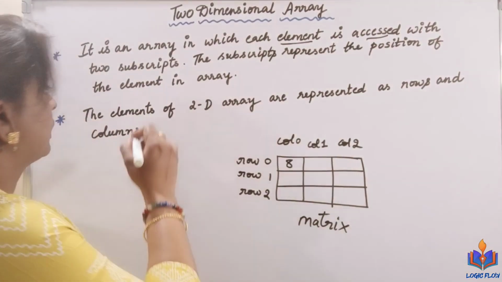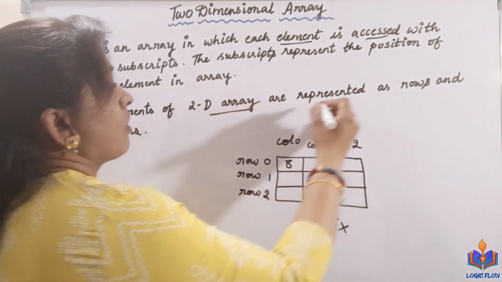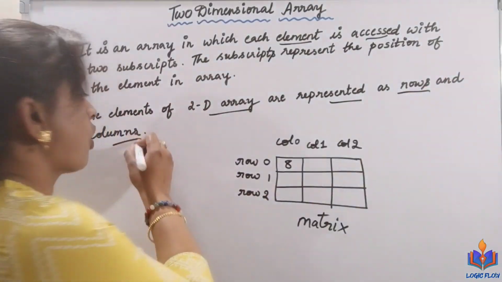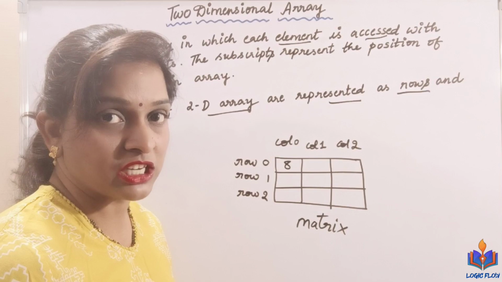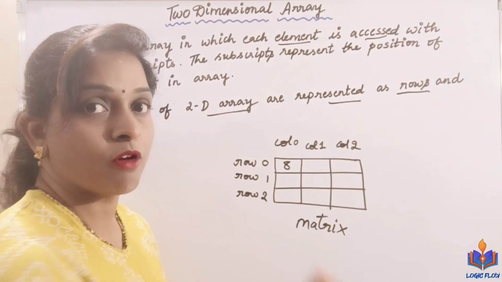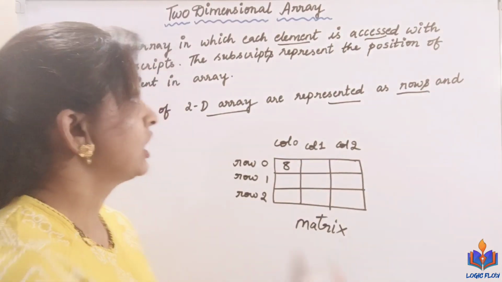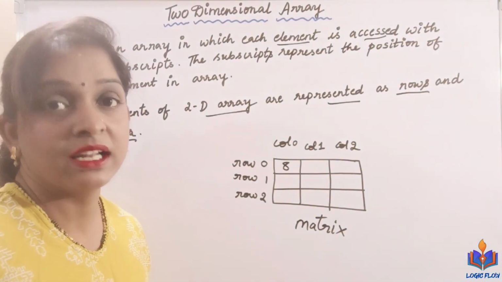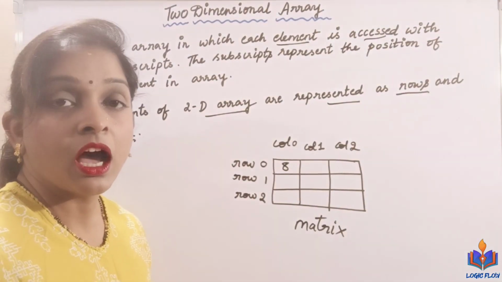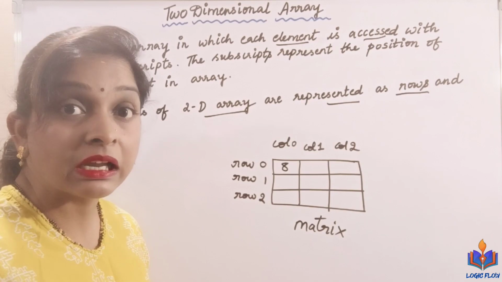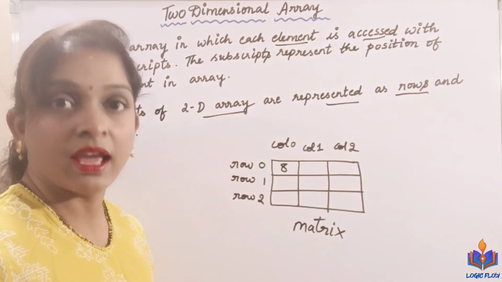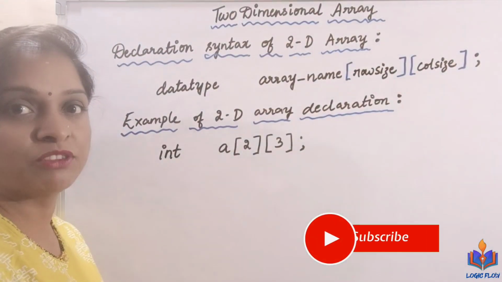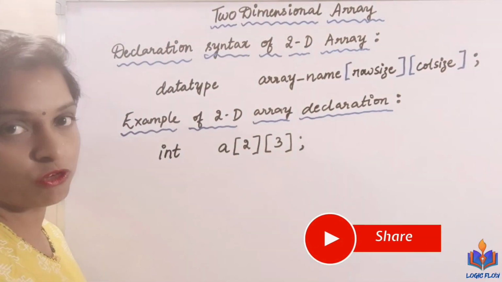Now, the elements of a 2D array are represented as rows and columns, of course. So when we want to represent the matrix format of data, we represent it in the form of rows and columns. So there we use a two-dimensional array. Let's see how to use this array, how to declare it, the declaration syntax of a 2D array. So here we have the declaration syntax and an example for a 2D array.